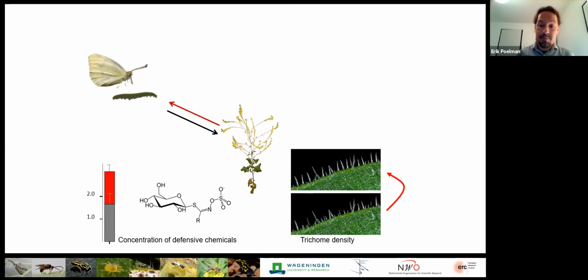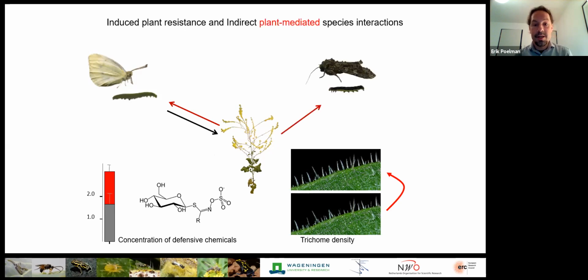But what is very important is also that if the plant changes its phenotype towards one herbivore, it will also be viewed by everyone else in the community as a different plant phenotype. So the interaction with all sorts of other organisms will change. And what we see is that, for example, a response to one herbivore in terms of changing your defense chemistry or changing your trichome density affects the resistance that you have as a plant to a second herbivore.